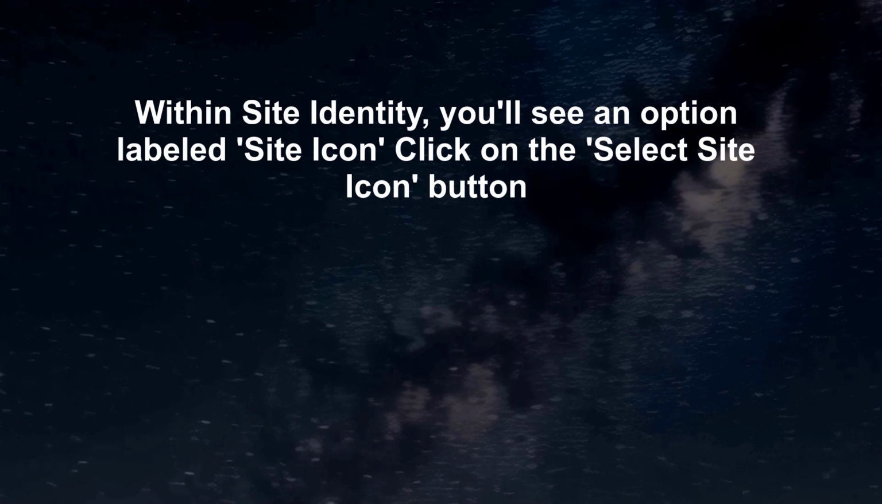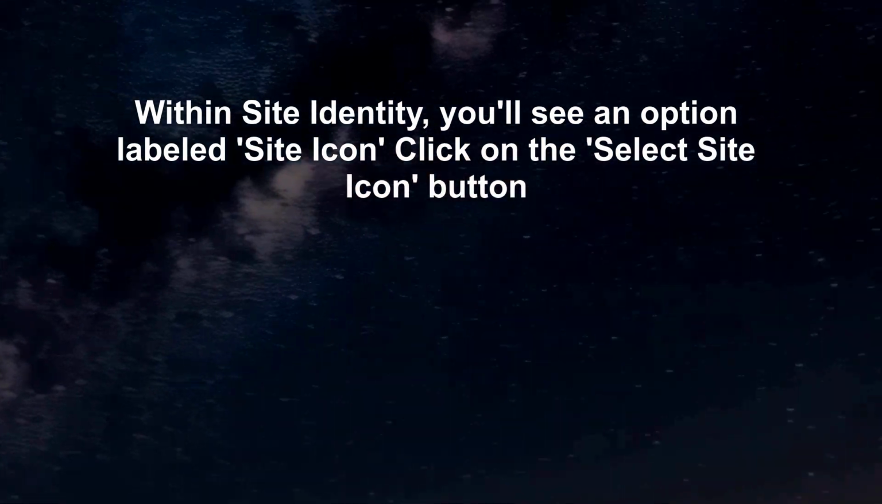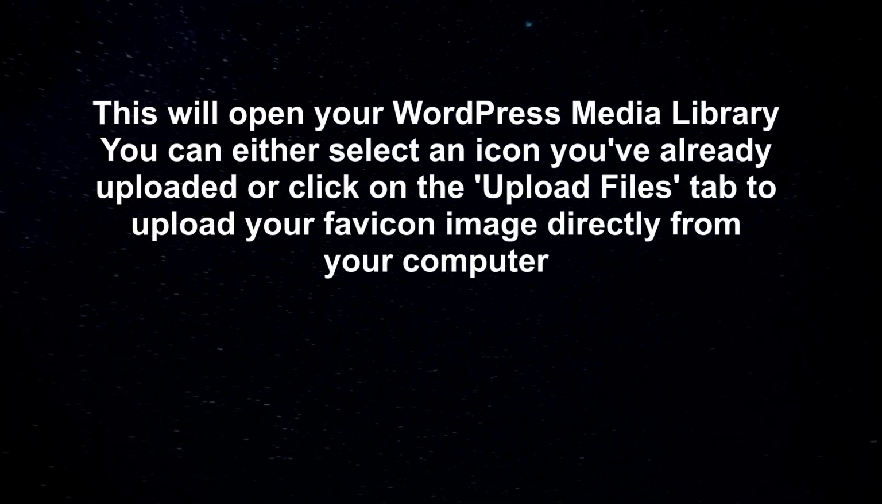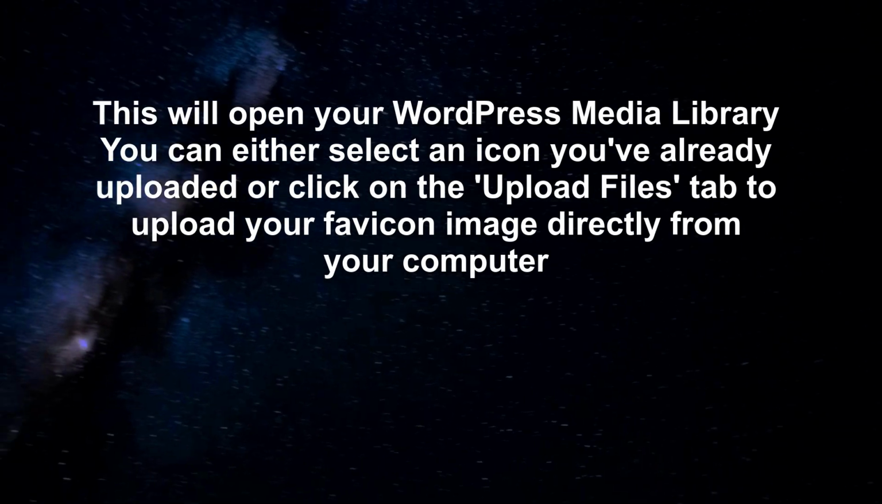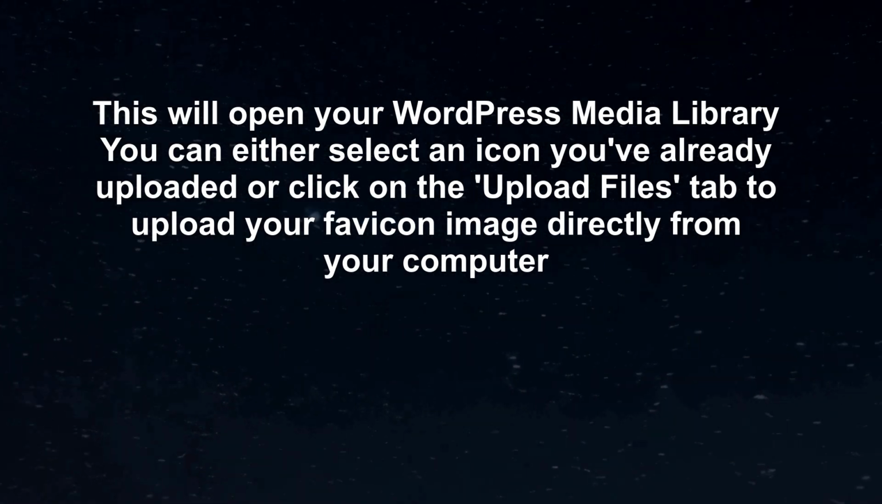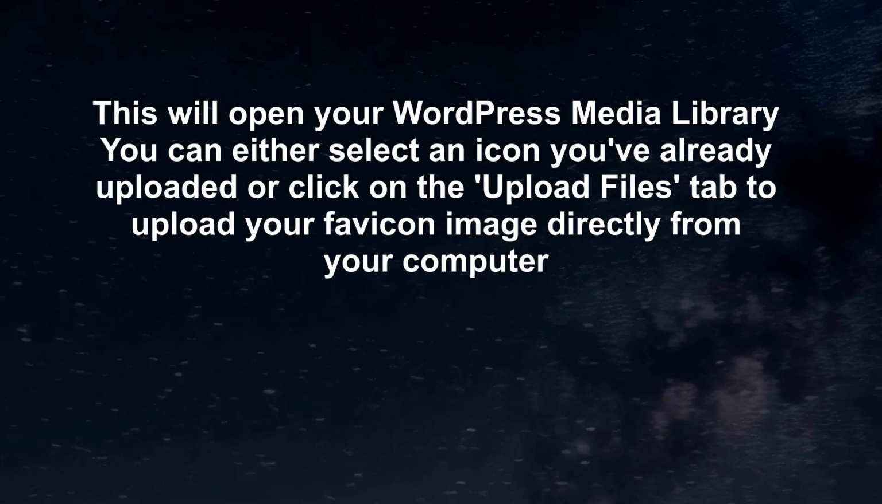Within Site Identity, you'll see an option labeled Site Icon. Click on the Select Site Icon button. This will open your WordPress media library. You can either select an icon you've already uploaded or click on the Upload Files tab to upload your favicon image directly from your computer.